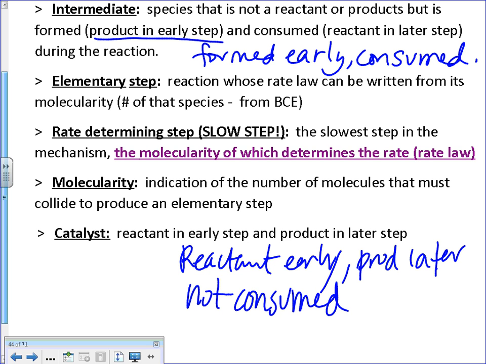The really most important one here is the RDS, rate determining step. Rate determining step is the slow step, and that's the one that makes sense. So in your kinetics lab, who was your rate determining step? Who? Shannon? Shannon was fast. I thought it was Lewis. The 90-second one.